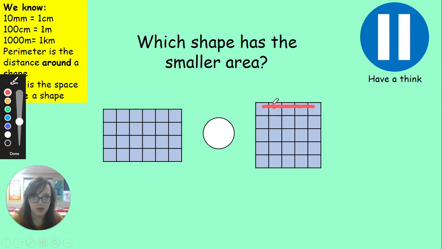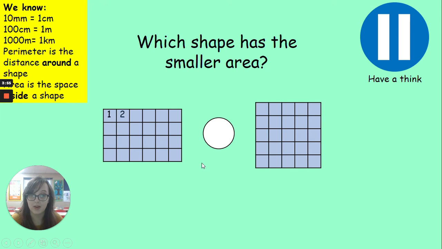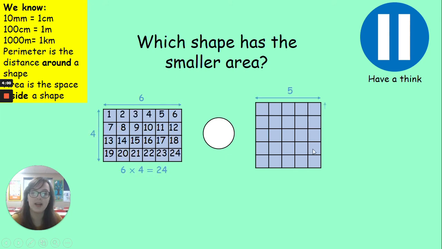So that's 1 lot of 5, 2 lots of 5 is 10, 3 lots of 5 is 15, 20 and 25. So there are 24 in this shape and 25 in this shape. Now we know which one is bigger. It's the shape here. Oh, it's working it out for me. But it is the shape here on our right, so we want to use our less than sign. This shape is less than this shape when we compare the area.